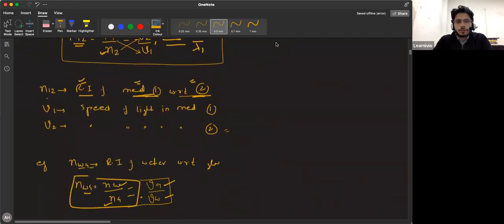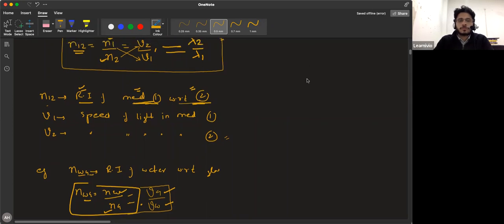Okay. Note this line also. Refractive index of water with respect to glass. Water with respect to glass is refractive index of water divided by refractive index of glass.